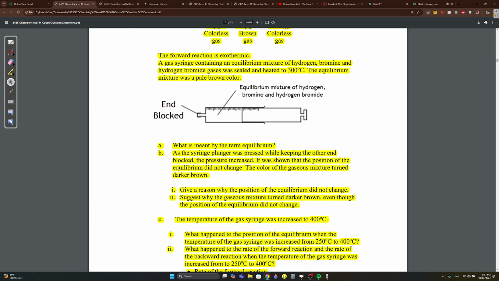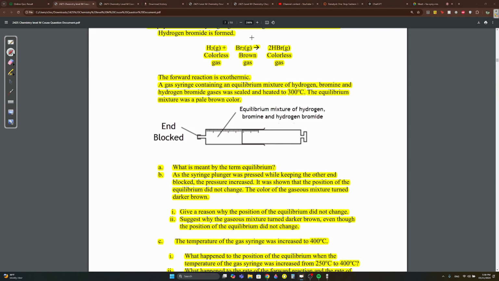As the syringe plunger was pressed while keeping the other end blocked, the pressure increased. It was shown that the position of the equilibrium did not change. The color of the gaseous mixture turned darker brown. Give a reason why the position did not change. Because you have two gaseous moles on the left and two on the right. Anytime you increase pressure and the equilibrium doesn't change, it's because of the same number of gaseous moles. Remember that if you increase pressure, it will move towards less gaseous moles.